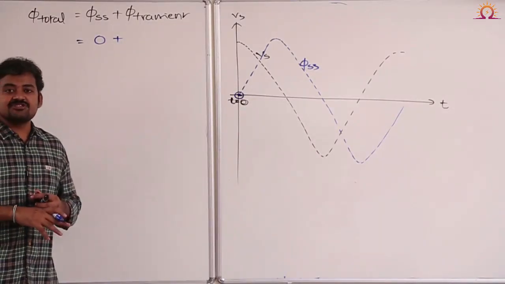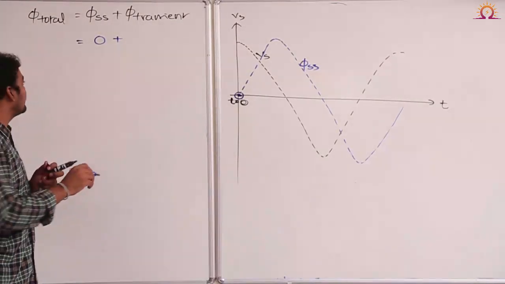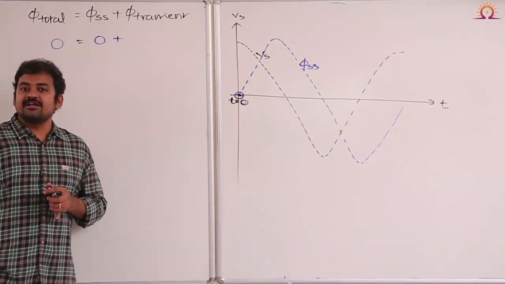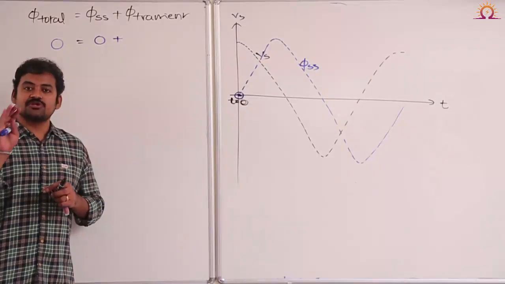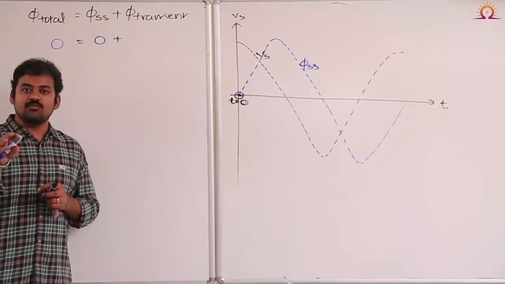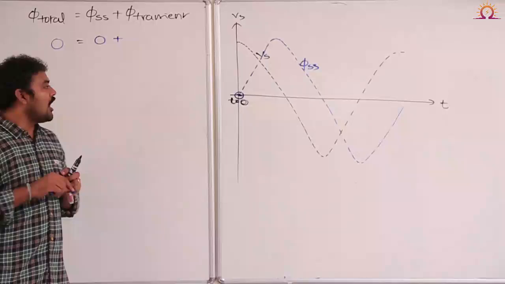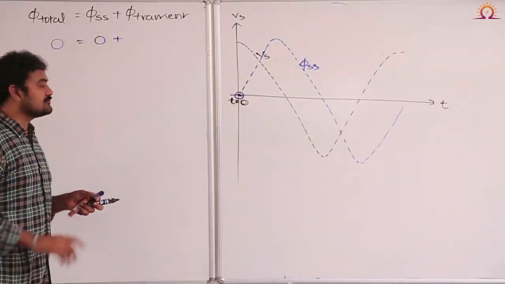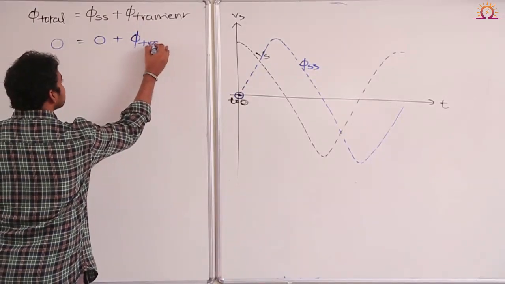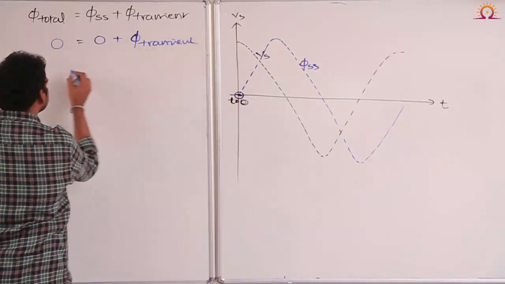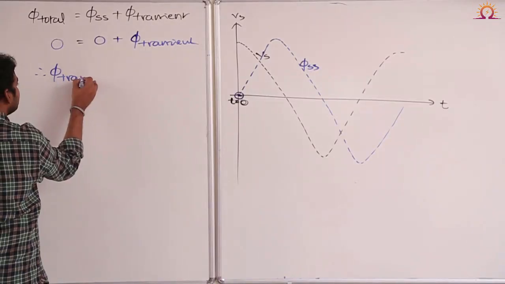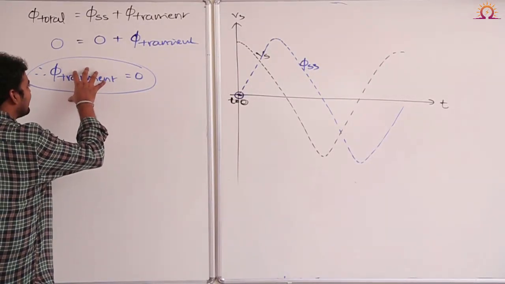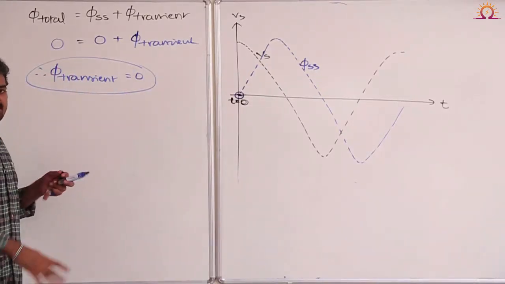And at the time of switching, what should be the total flux in the transformer also? That must also be 0. Why? Because the transformer is highly inductive. It does not allow sudden change in current. So the total flux at any cost at the time of switching should be equal to 0. Already from the waveforms, the steady state flux is 0. Now, what is the transient flux in the transformer core? Therefore, the transient flux will be equal to 0. From this, can I say the transient component of flux is not at all produced? First of all, it is equal to 0.